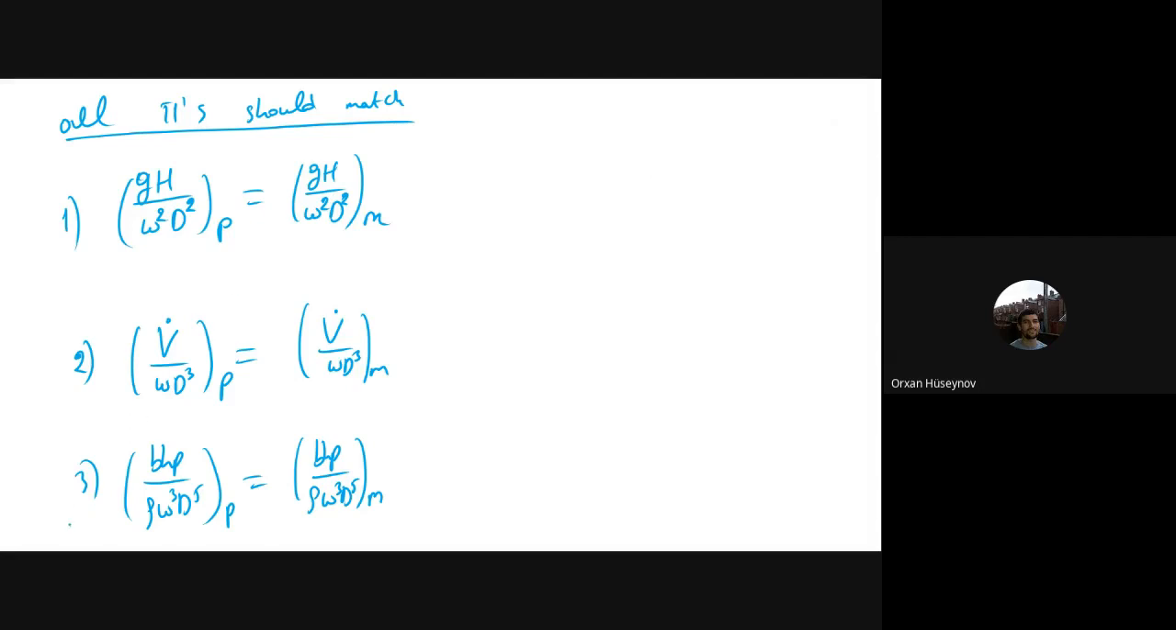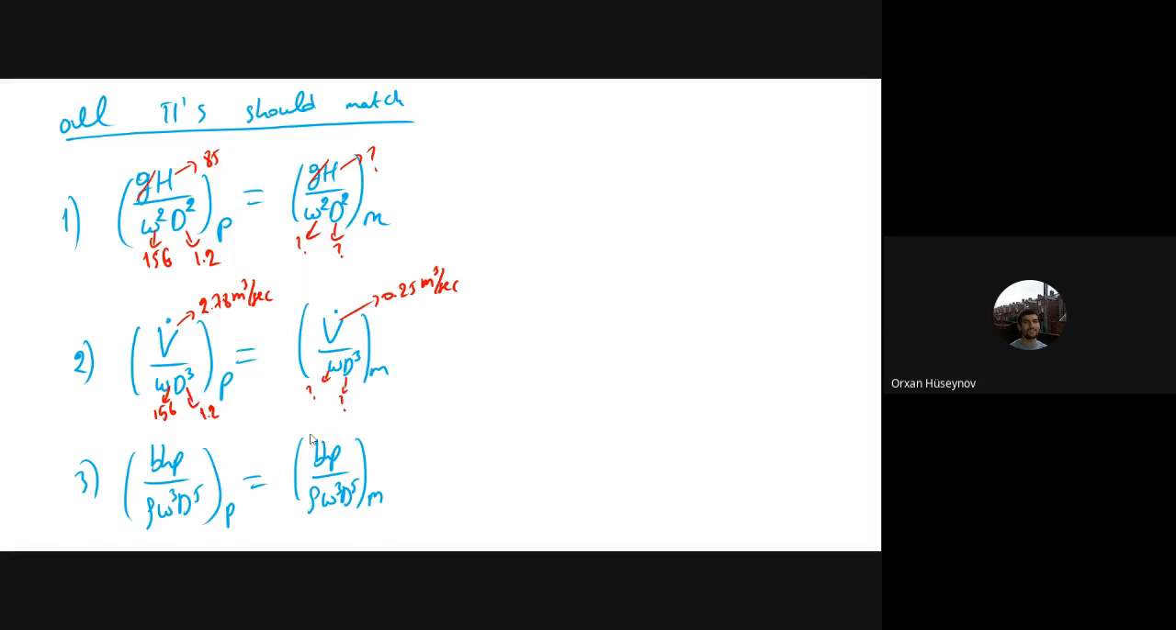Okay, so if you do that, you can write the values that are given in the question. The question says that g is the same for both. For the prototype, H is 85 meters, omega is 156, and diameter is 1.2. For the model, omega is unknown, the diameter is unknown, and H is unknown. For the prototype, again, V dot is 2.78 meter cubed per second, omega is 156 radians per second, and diameter is 1.2. And for the model, you have 0.25 meter cubed per second, and this one is unknown, and that one is unknown.